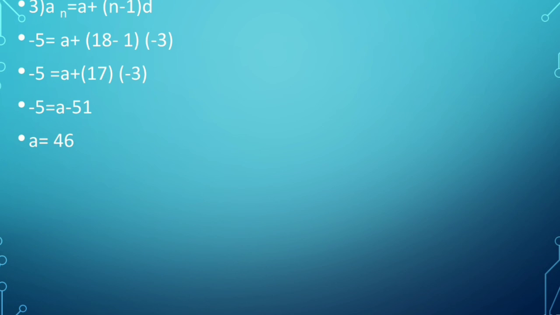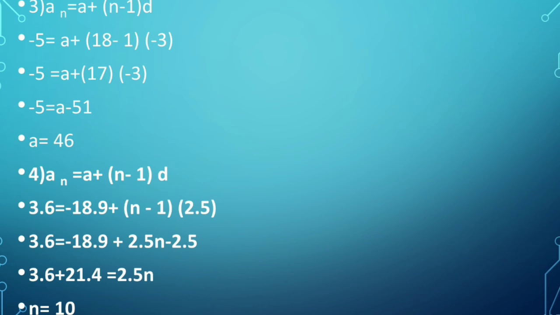In the third, an is equal to a plus n minus 1 into d. We have an as minus 5, n value 18, and d value minus 3. Then minus 5 is equal to a plus 17 into minus 3. Then minus 5 is equal to a minus 51. Then a is equal to 46.